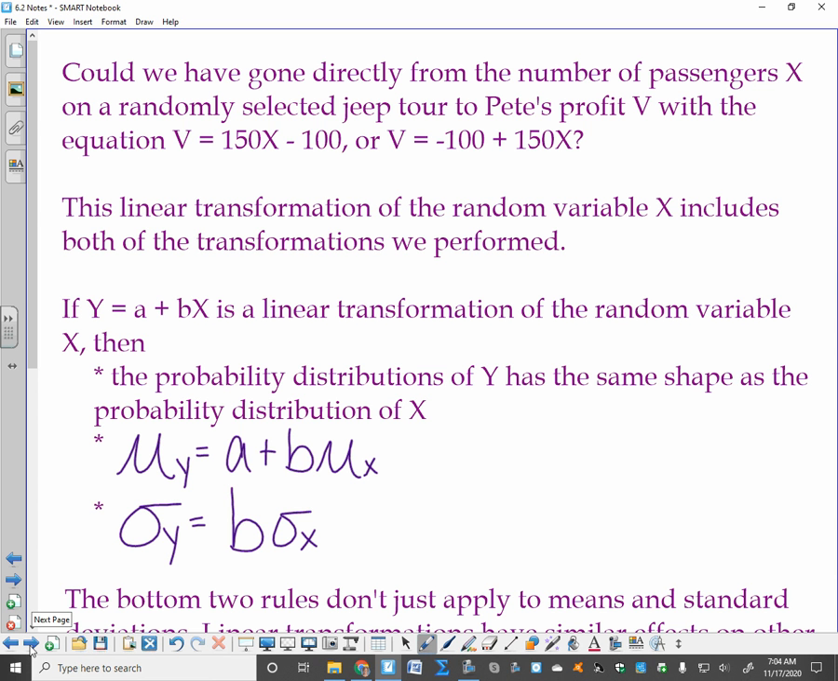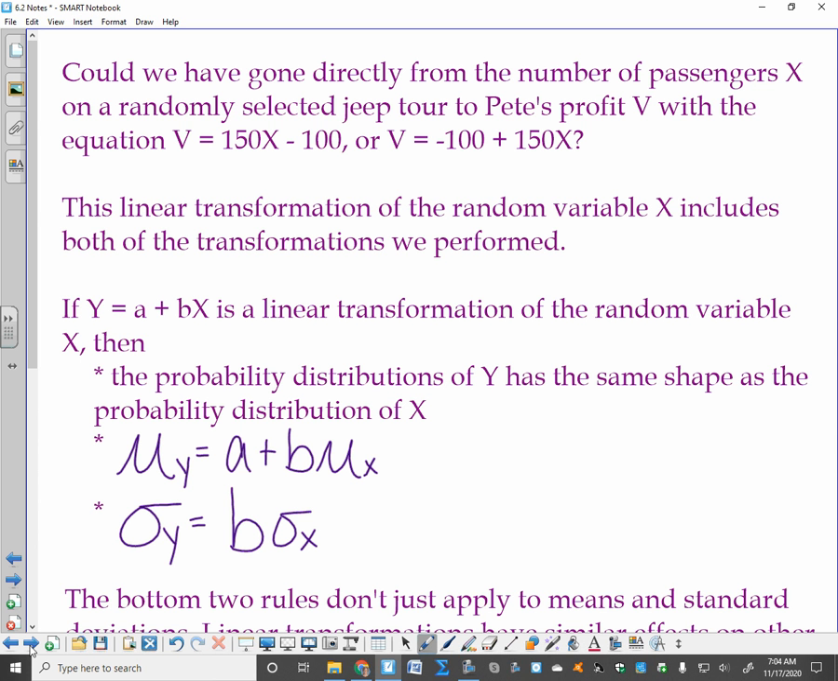Okay, and we kind of alluded to this earlier. Could we have gone directly from the number of passengers X on a randomly selected Jeep tour to Pete's profit V with the equation V equals 150X, which represents C, minus 100, or V equals negative 100 plus 150X? This linear transformation of the random variable X includes both the transformations we performed.